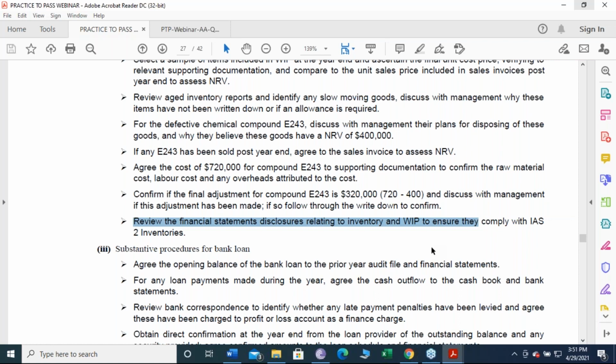Is this clear? Can I have yes in the comment question section, so that I can be comfortable that you are all clear with respect to this inventory thing?